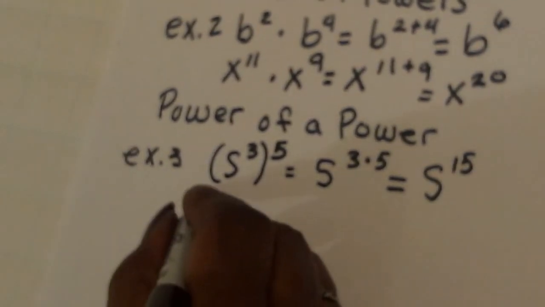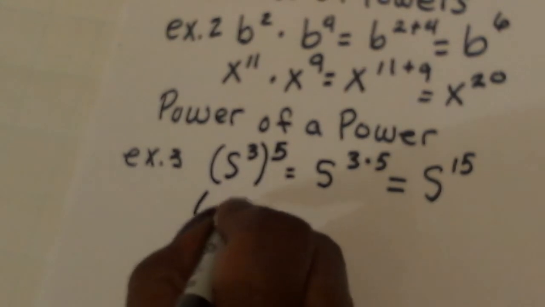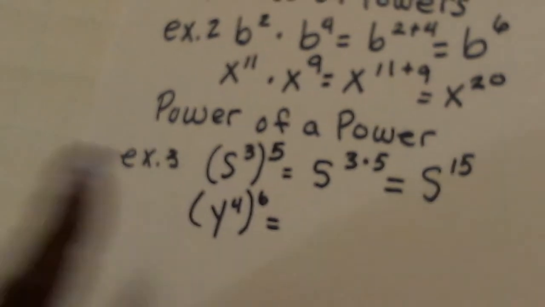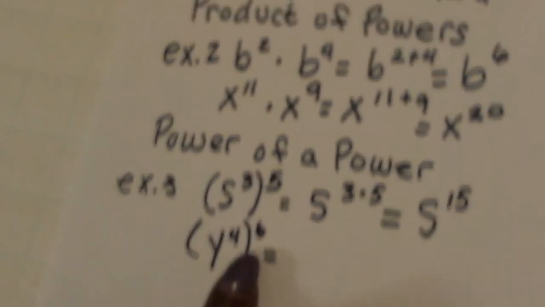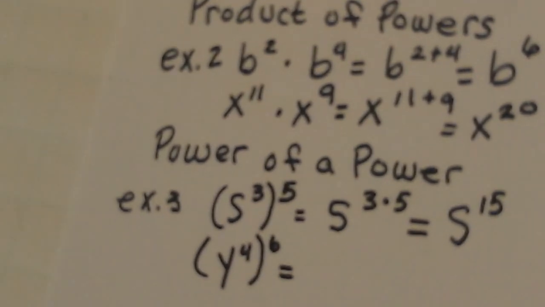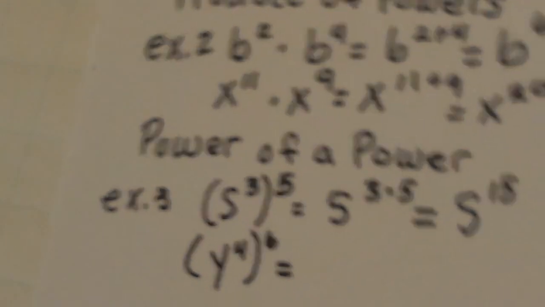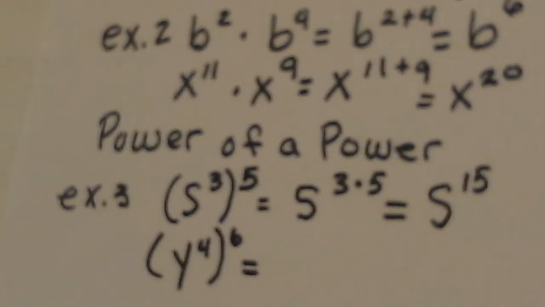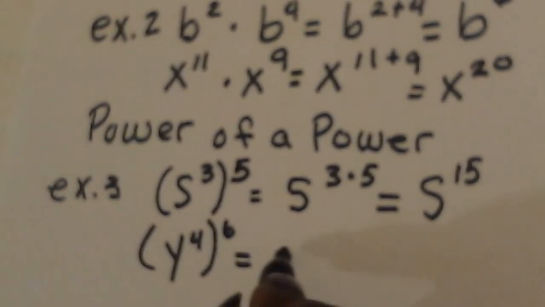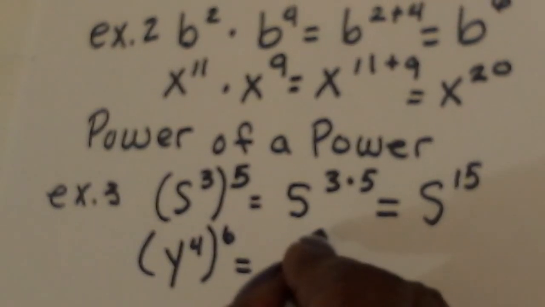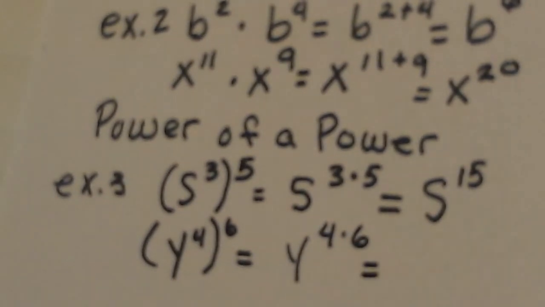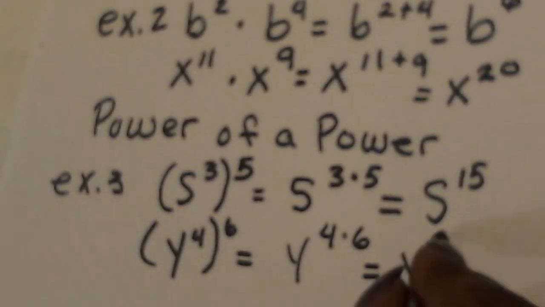Another example is y to the 4th power raised to the 6th power. Remember, I'm raising a power to a power. I think I'm going to zoom in so you can see it better. Is that a little bit better? There you go. I like that one. Okay, so remember, when you're raising a power to a power, all you do is multiply the exponent. So I have 4 times 6, and 4 times 6 is 24. So the answer is y to the 24th power.